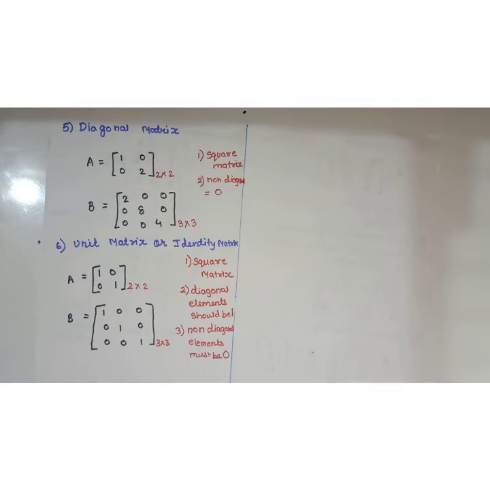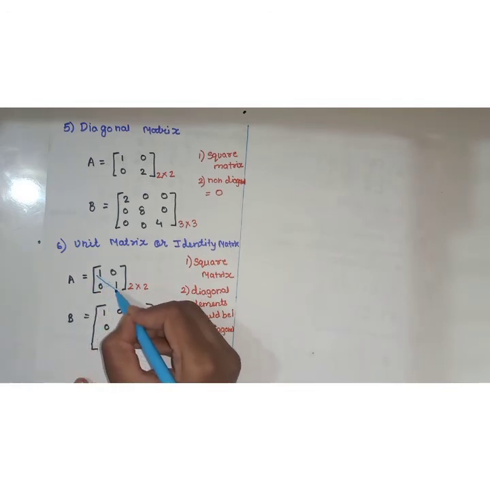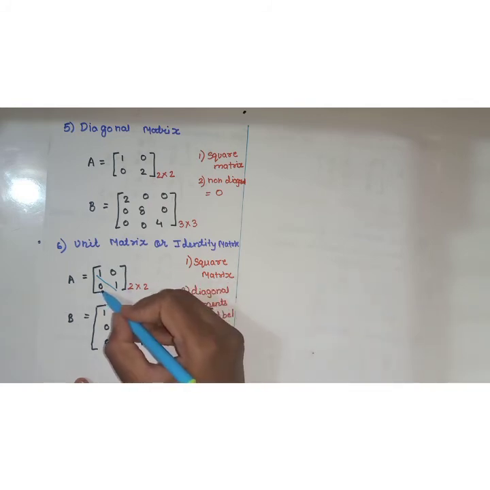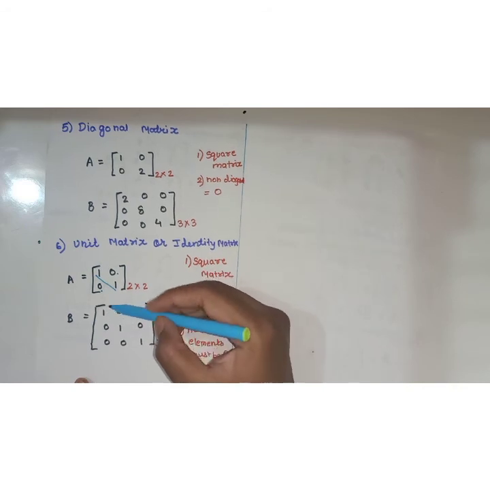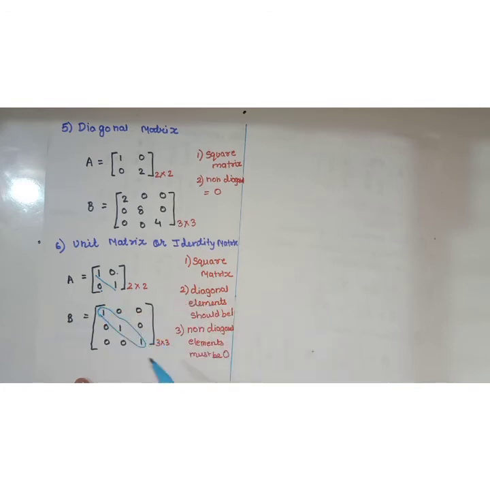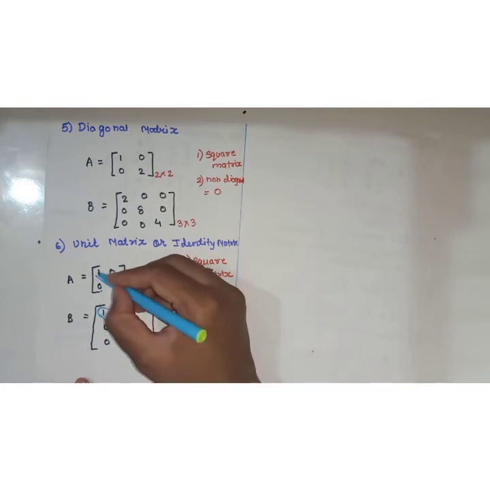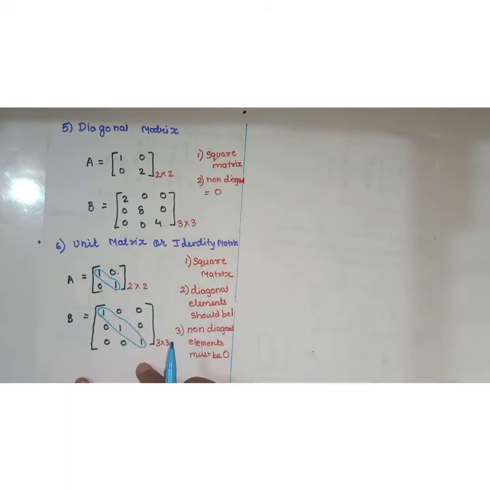Order of this matrix is 3 by 3. Here, if you see, the diagonal elements are 1 and the non-diagonal elements are 0. In the same way, in this example also, the diagonal elements are 1, whereas the non-diagonal elements are 0. So such a kind of square matrix is called a unit matrix or identity matrix.